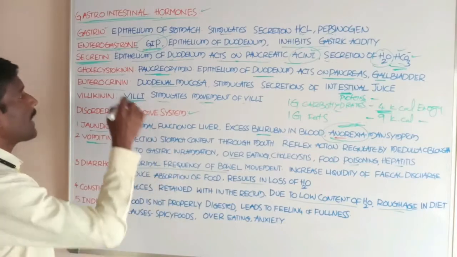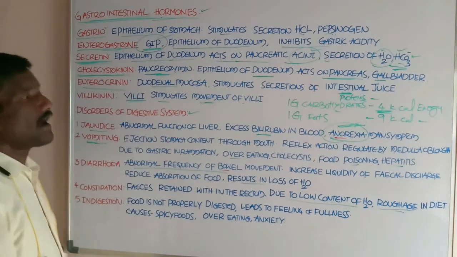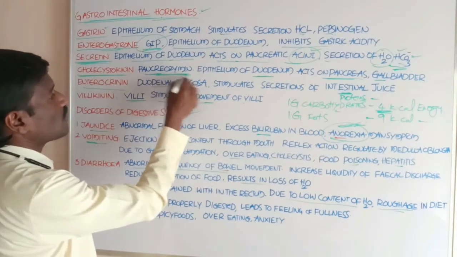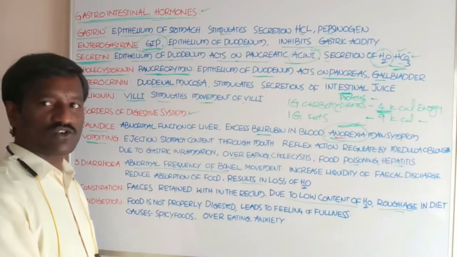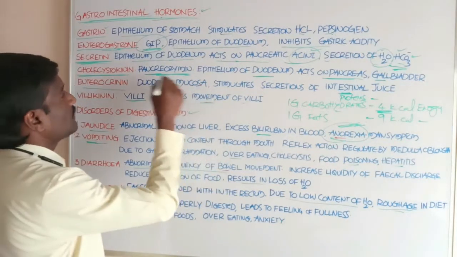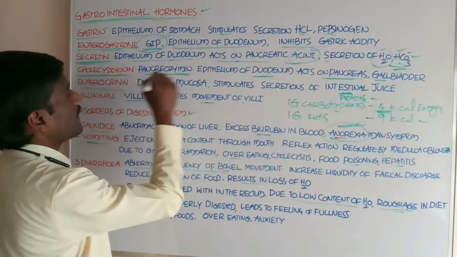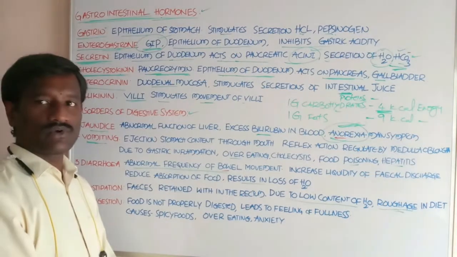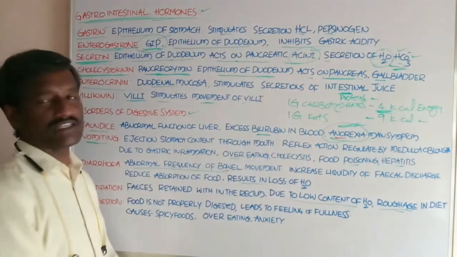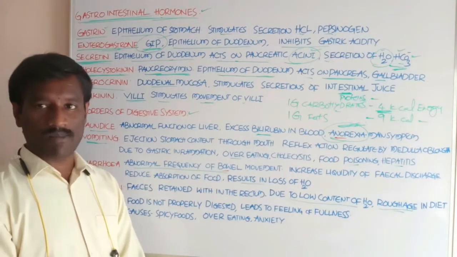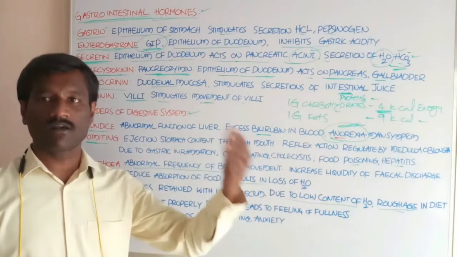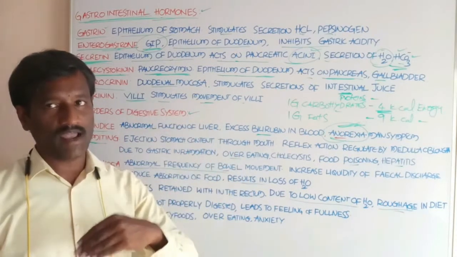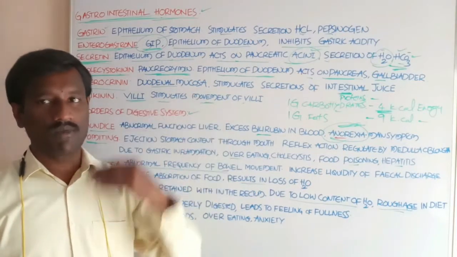Okay, and another one is cholecystokinin. What about cholecystokinin? It is also called pancreozymin. Cholecystokinin is secreted from the epithelium of the duodenum and acts on the pancreas and the gallbladder, to secrete pancreatic juice and, at the same time, bile juice from the gallbladder.